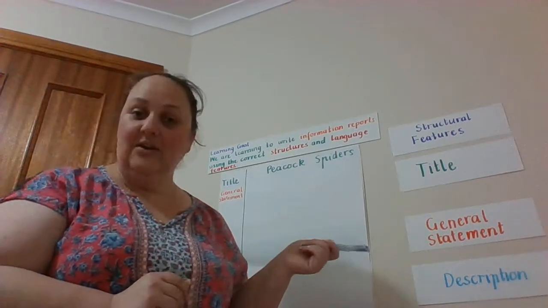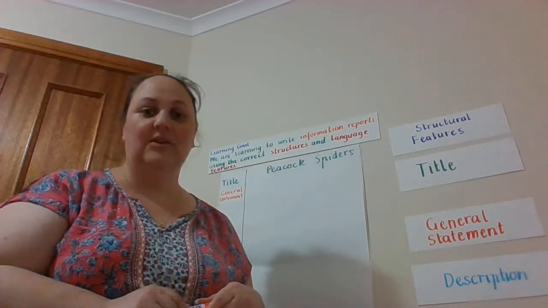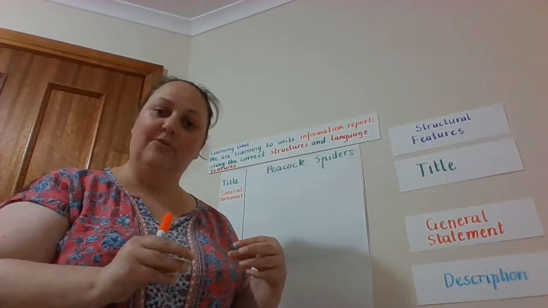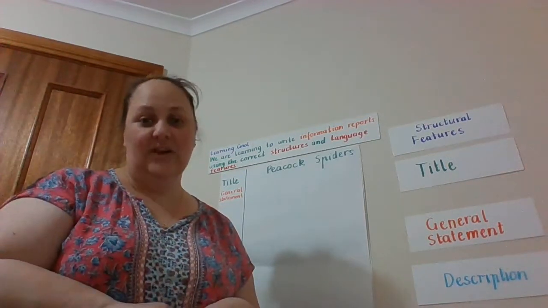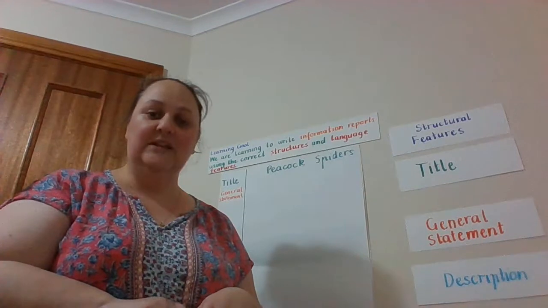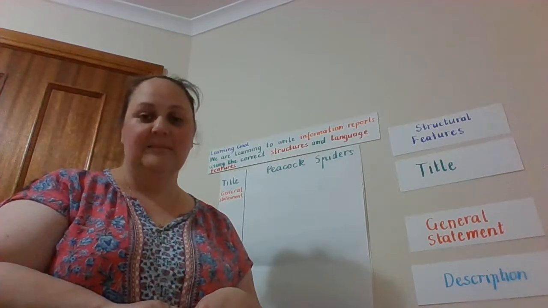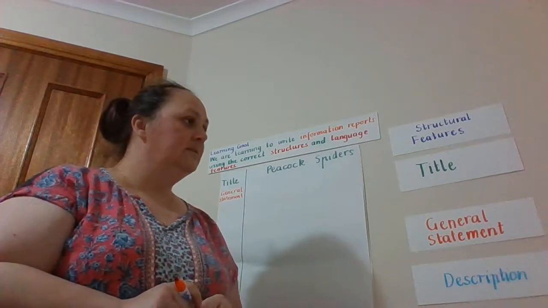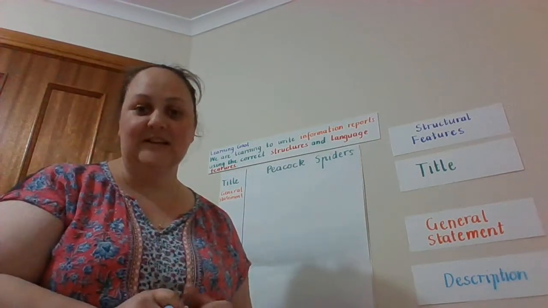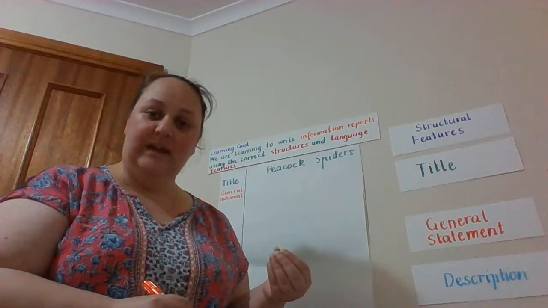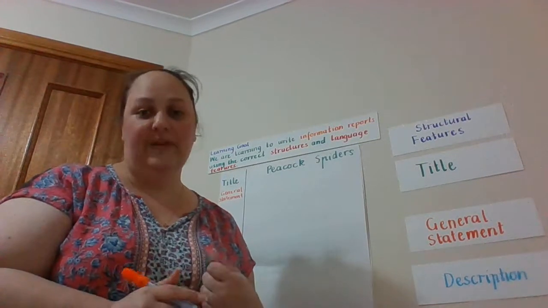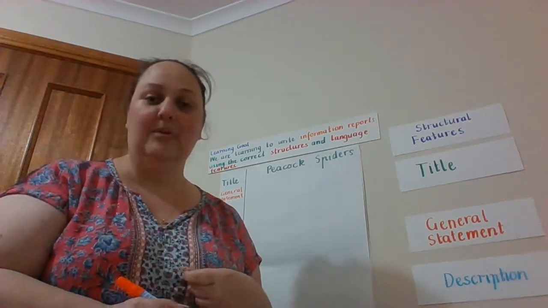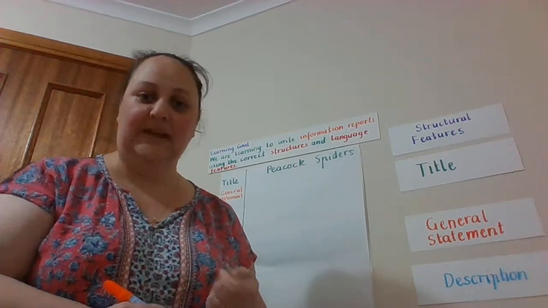So we know now that a general statement includes the animal family and a subgroup, and you can also include the scientific name as well. So I need to actually check my plan to make sure that I'm including all of the correct information. Okay, so I can start my first sentence telling my readers, my audience, what animal family peacock spiders belong to, and they belong to the arachnid family.